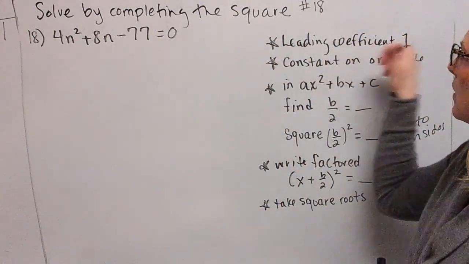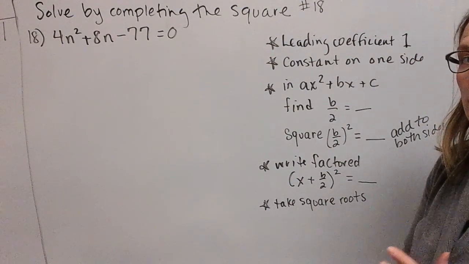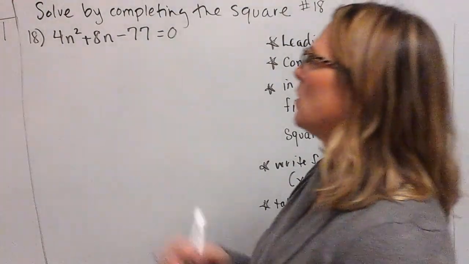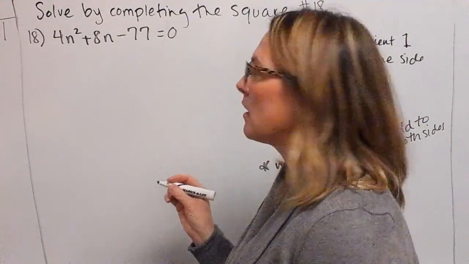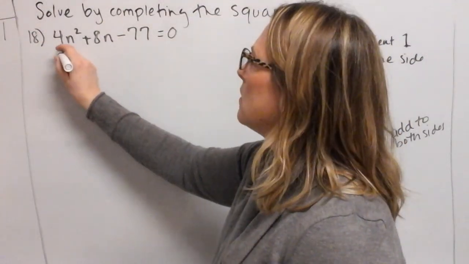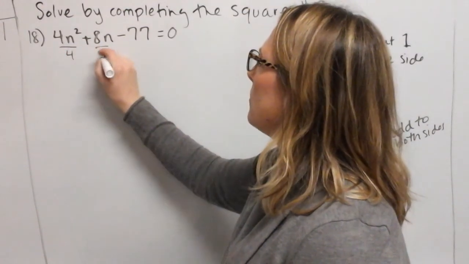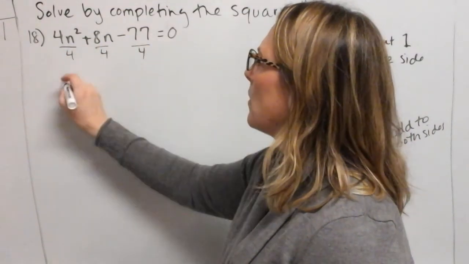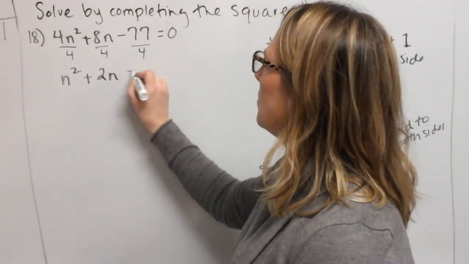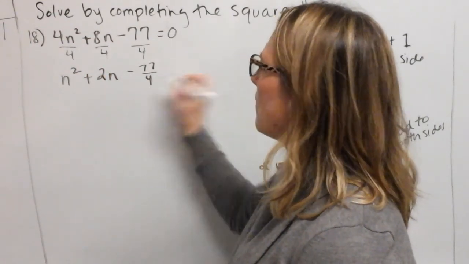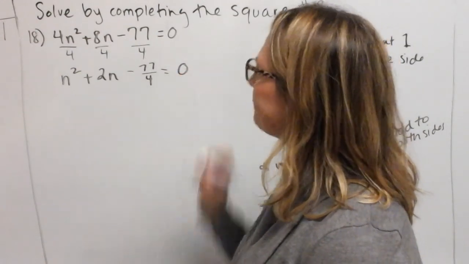When you complete the square, your leading coefficient on your squared term has to be 1. So in this case, it is not. So what I'm going to do is divide everything by 4. So I'm going to divide every term by 4. So I get n squared plus 2n minus, I don't even know what this is, 77/4 equals 0.